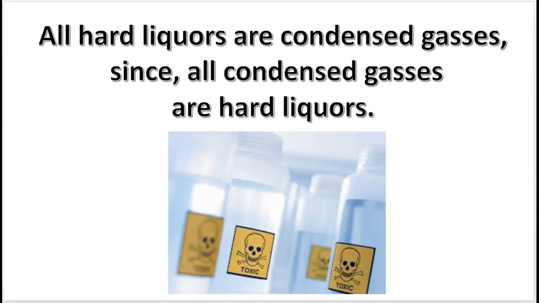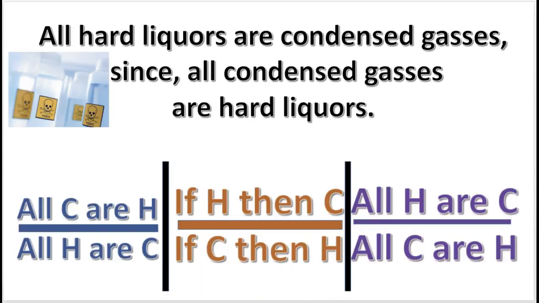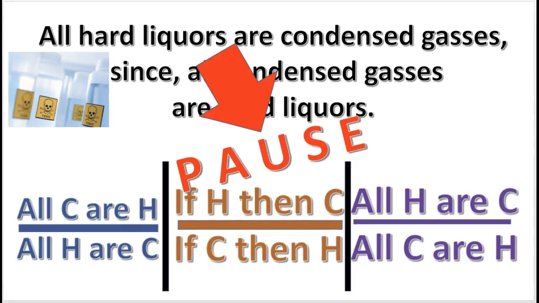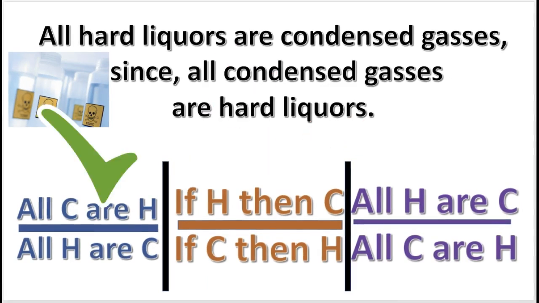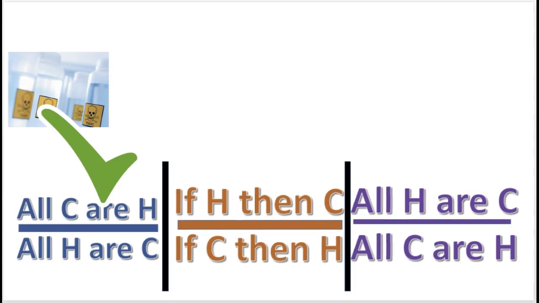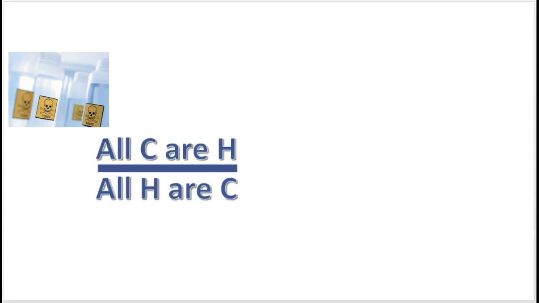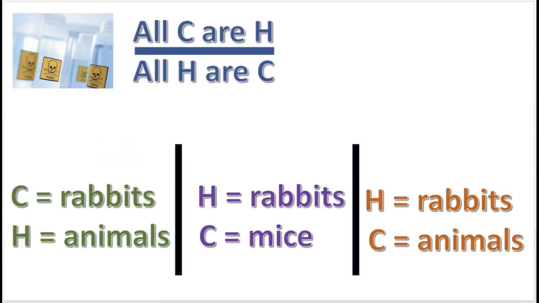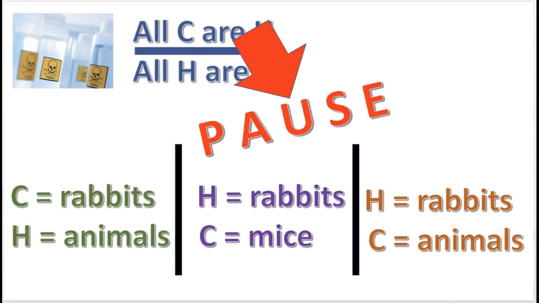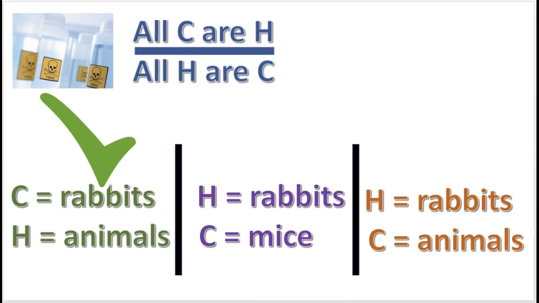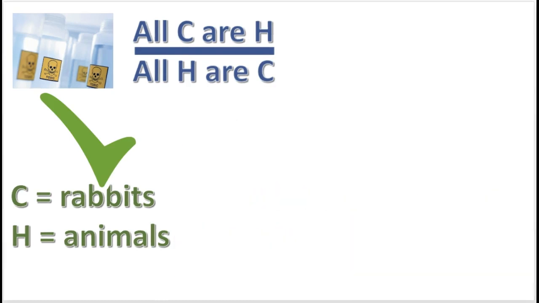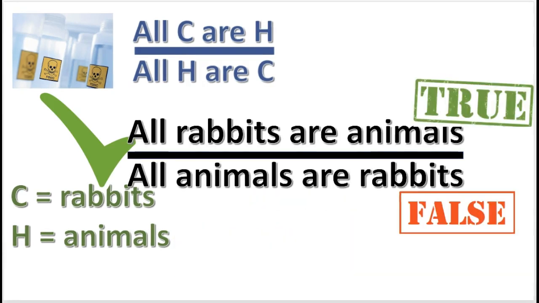All right, here is another practice problem. What is the form of this argument? Press pause. The answer is in 3, 2, 1. Ding! That's correct. Notice that C and H stand for terms, not whole statements. Now, what set of terms proves that this argument form is invalid? Press pause, because the answer is in 3, 2, 1. Ding! That's correct. This substitution makes the premise true and the conclusion false.